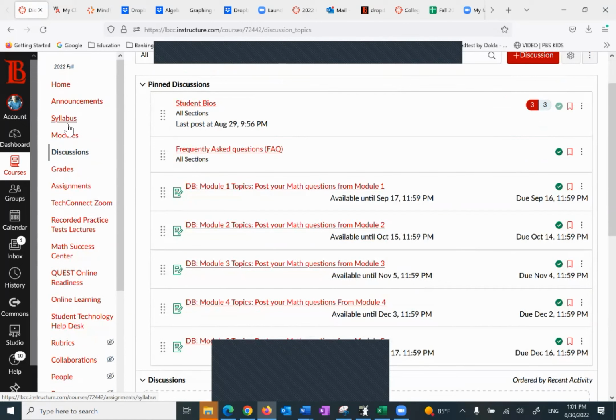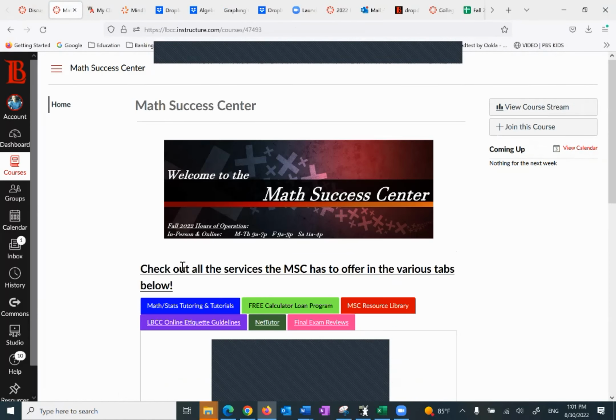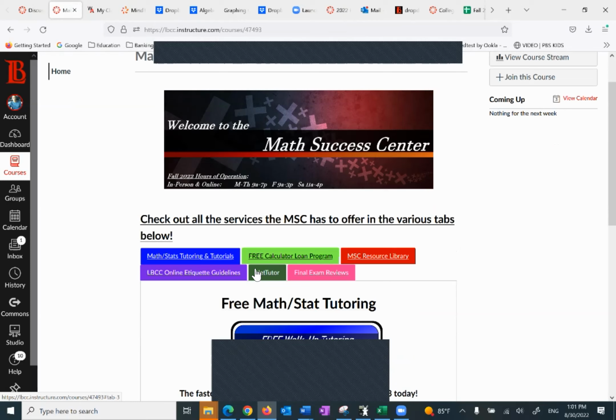So what else do we have here? On the left navigation bar, there are two things. There is this Math Success Center. This is a tutoring center. I highly recommend you explore that. They do have tutoring available.